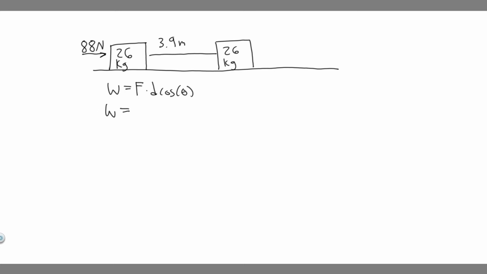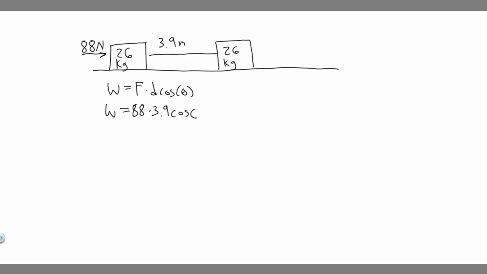So we know the force being applied is going to be 88 newtons. So F is going to be 88. The distance it's going to travel is going to be 3.9 meters. So D is going to be 3.9 meters. And when you solve this, you want to make sure your distance is in meters and your force is in newtons, which it is, so we don't have to worry about that. And then we multiply by the cosine.